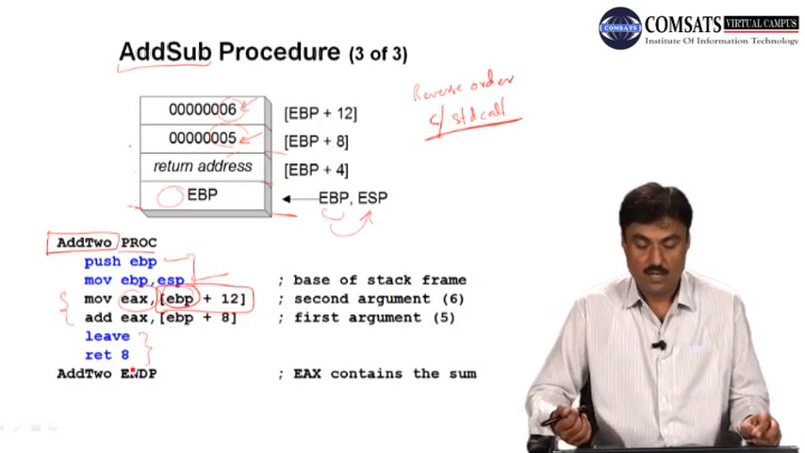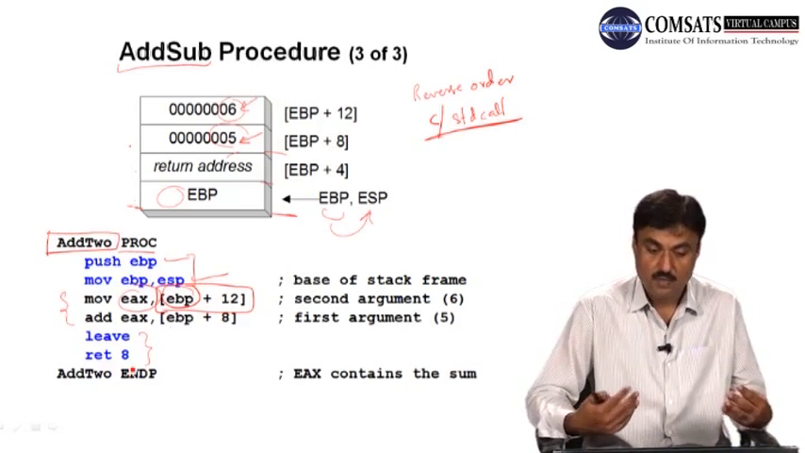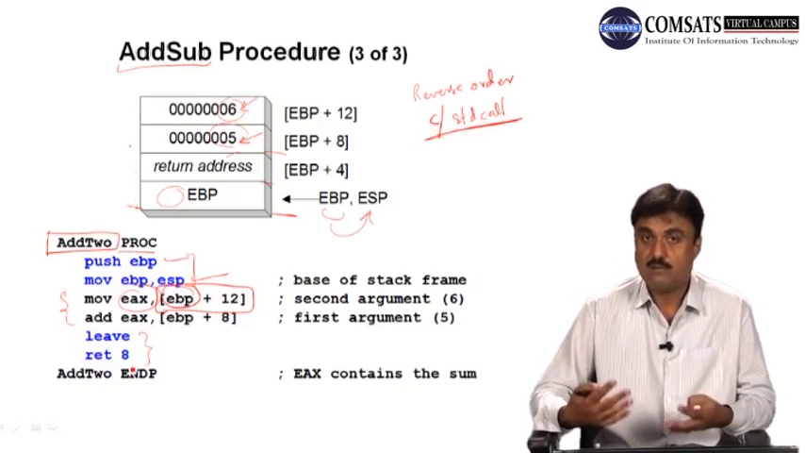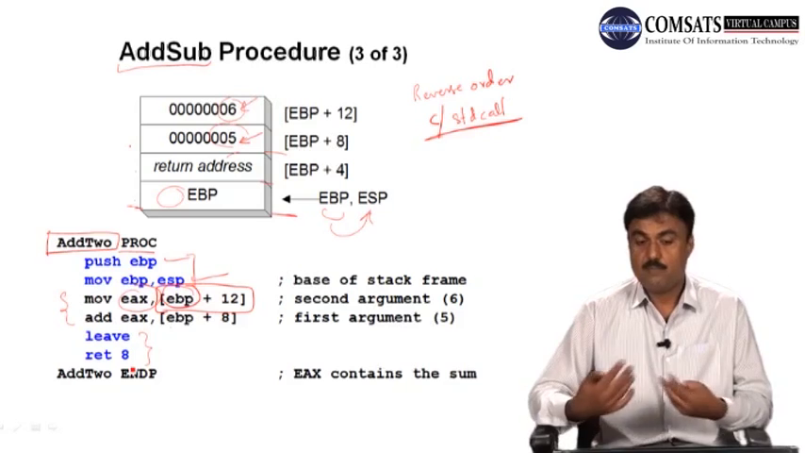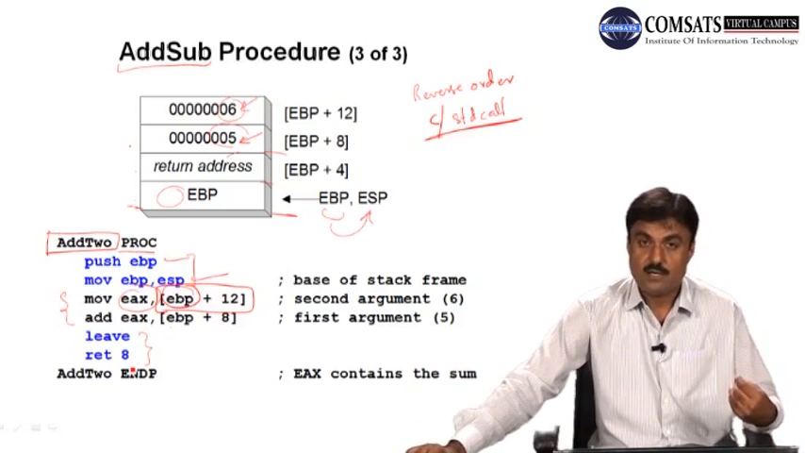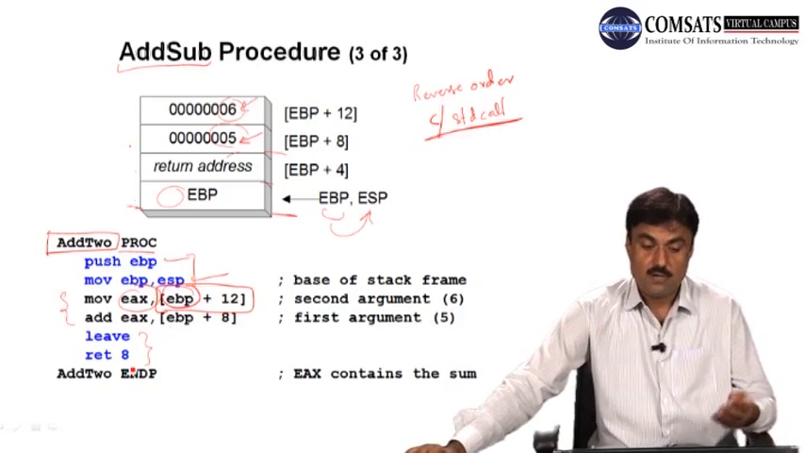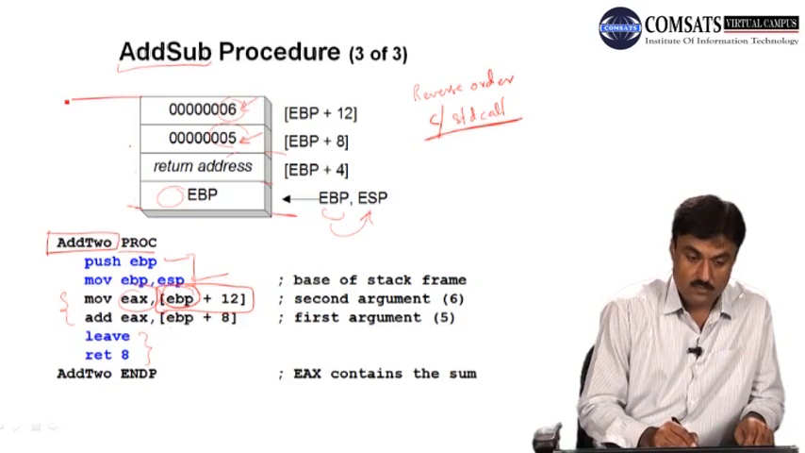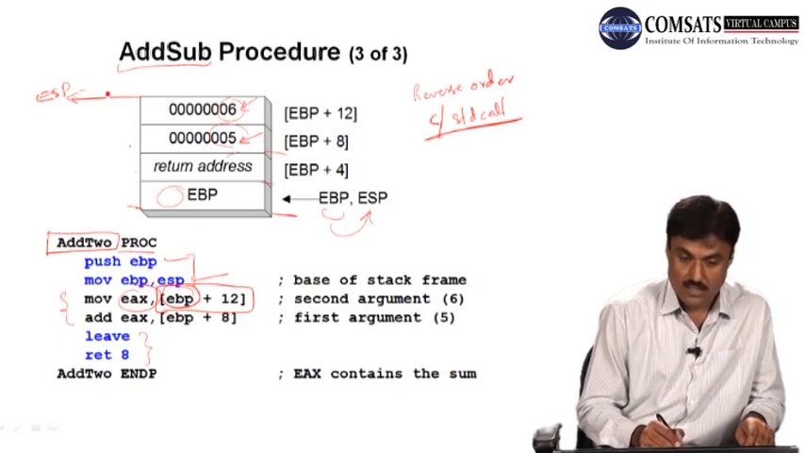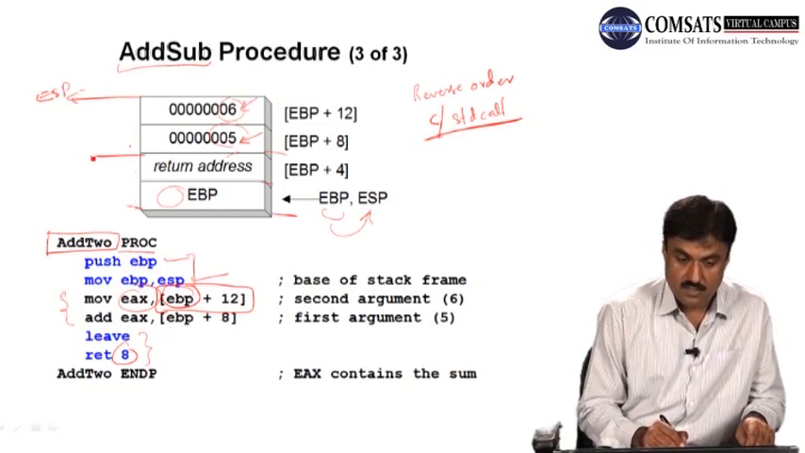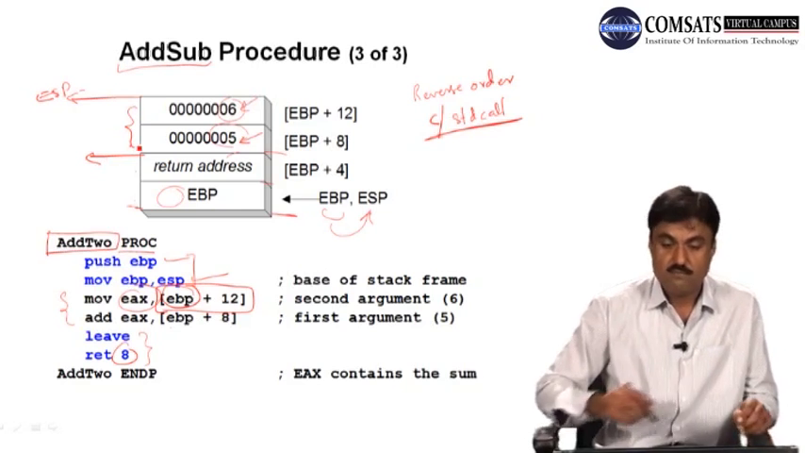And this is the leave instruction, which will move the value of the base pointer to the stack pointer, and pop EBP. Return 8 will get the return address along with the addition of 8 to the stack pointer. So the stack will point here at this point. After returning, ESP will point here. If we do not use this 8, the stack pointer must be here. So these 8 bytes have been wasted.